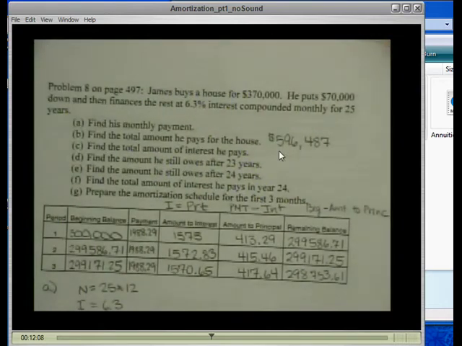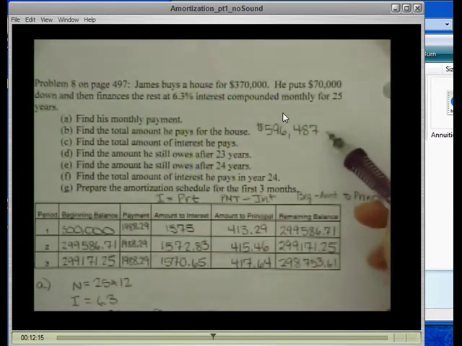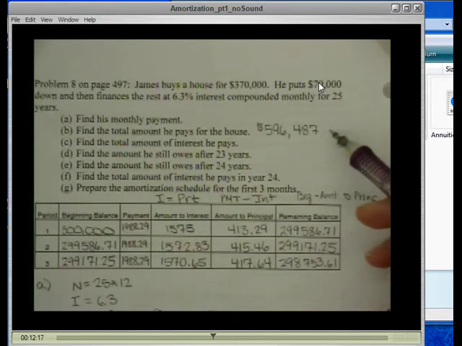Now, what I did forget here is, and somebody points it out in a little bit, I forgot to add in the $70,000 that he put down. So he made these payments plus that one lump sum payment of $70,000.